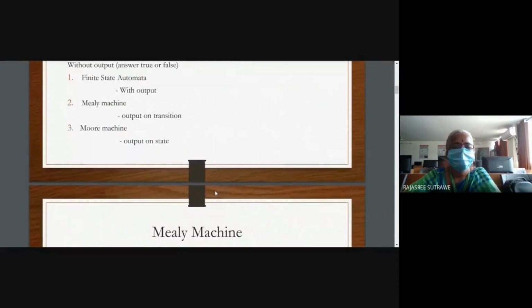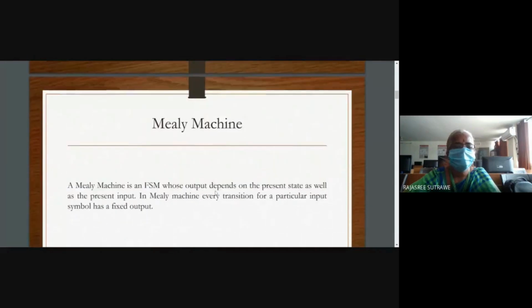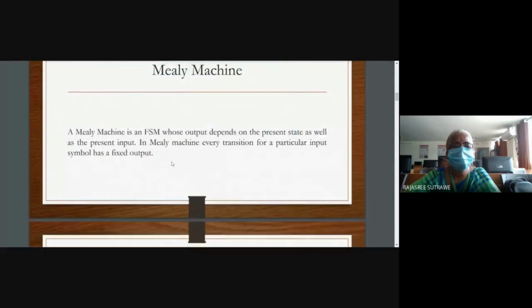So a Mealy machine is a finite state machine whose output depends on the present state as well as the present input. And in Mealy machine, every transition for a particular input symbol has a fixed output. Means suppose on input 0 you are moving to some state, and on input 1 you are moving to some other state. But for both the things, we are taking one fixed output. That is what is meant.